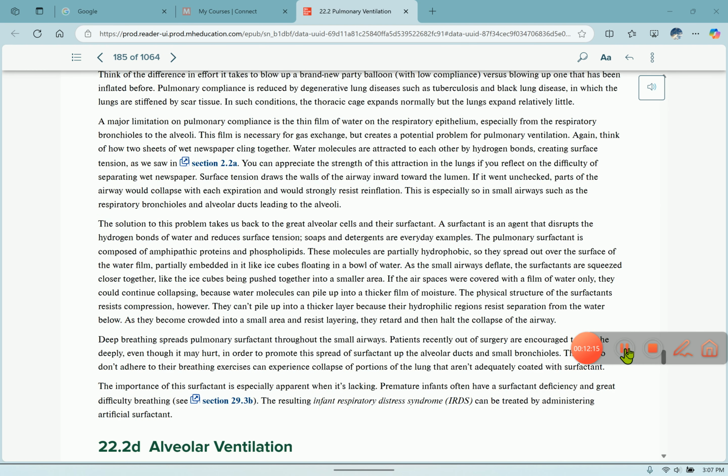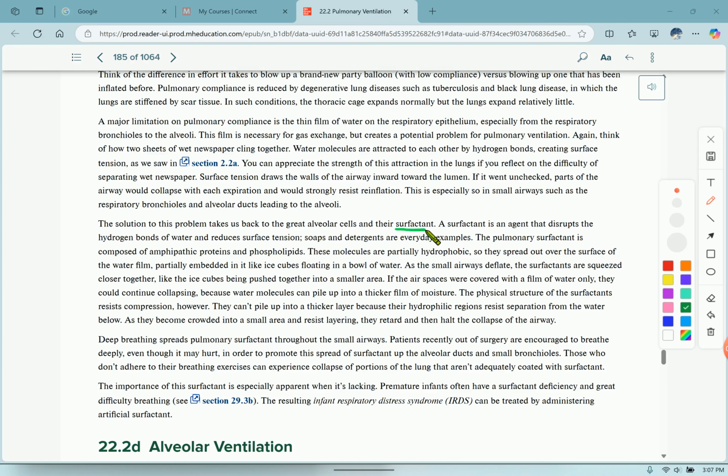Now, sometimes people have a surfactant problem, and we talked about surfactant in another lecture. A surfactant is an agent that disrupts the hydrogen bonds of water and reduces surface tension. In our lungs, we have the pulmonary surfactant, and it has proteins and basically fats, so phospholipids, that make up the surfactant.